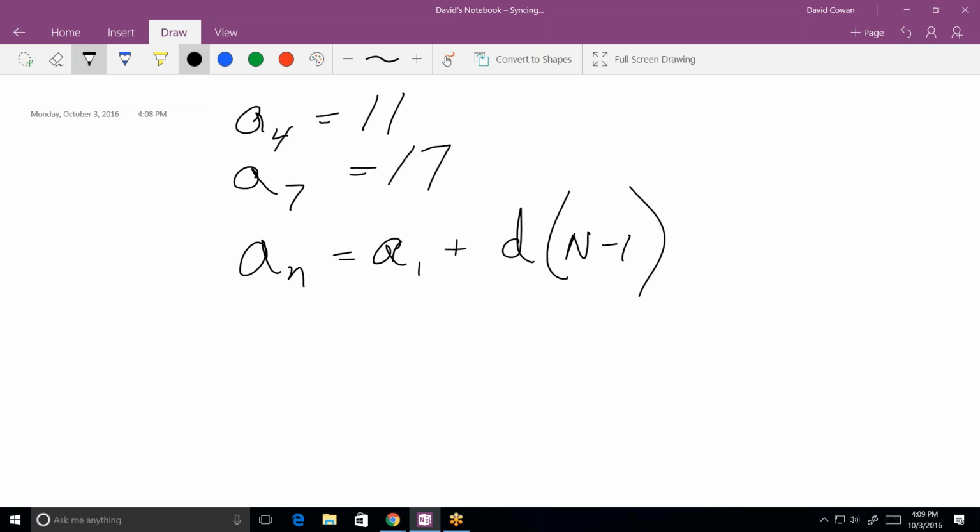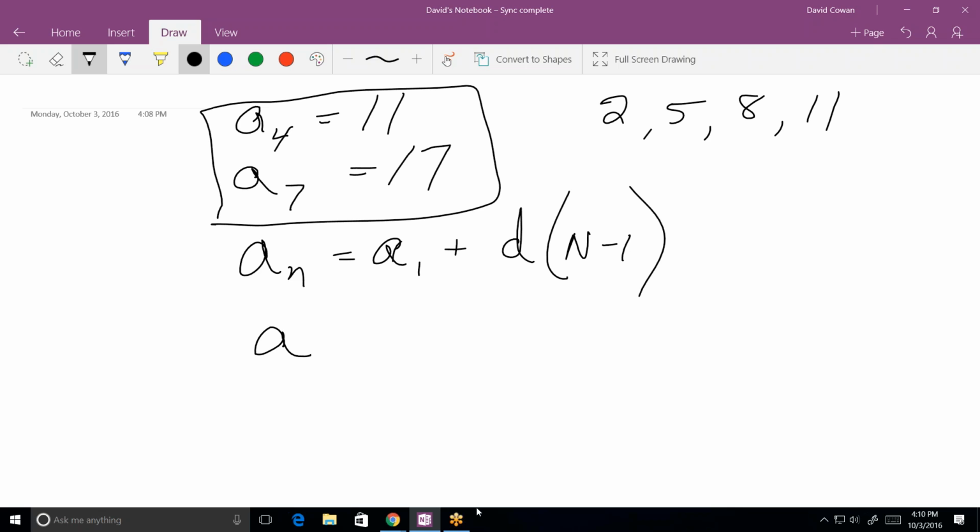Let me just say something about this. This is one of those formulas you need to memorize, but let's say you forgot it. Well, let's write out an arithmetic sequence: 2, 5, 8, 11. And let's see if the fourth term is indeed 11. I want to give you a way of making sure that your memory remembers this correctly.